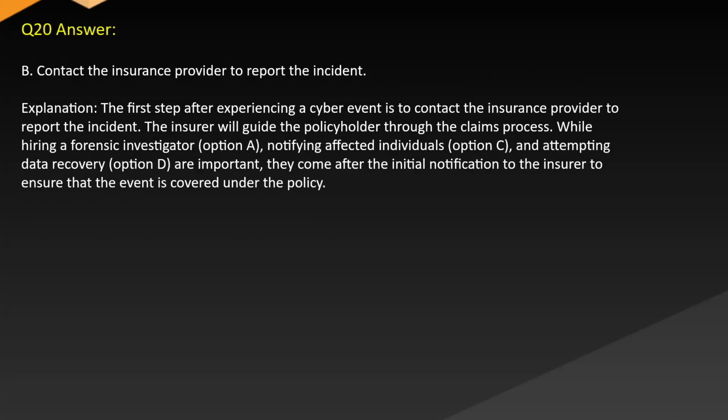Answer. B. Contact the insurance provider to report the incident. Explanation. The first step after experiencing a cyber event is to contact the insurance provider to report the incident. The insurer will guide the policyholder through the claims process, while hiring a forensic investigator, option A, notifying affected individuals, option C, and attempting data recovery, option D, are important. They come after the initial notification to the insurer to ensure that the event is covered under the policy.